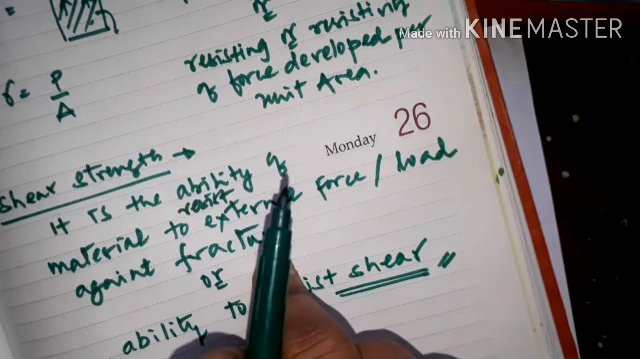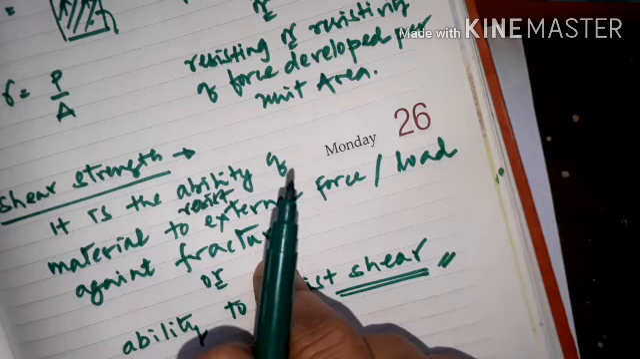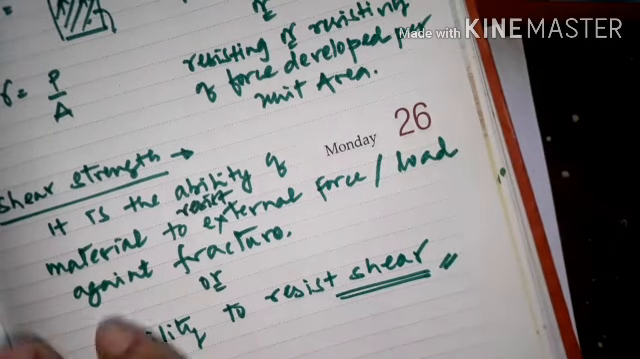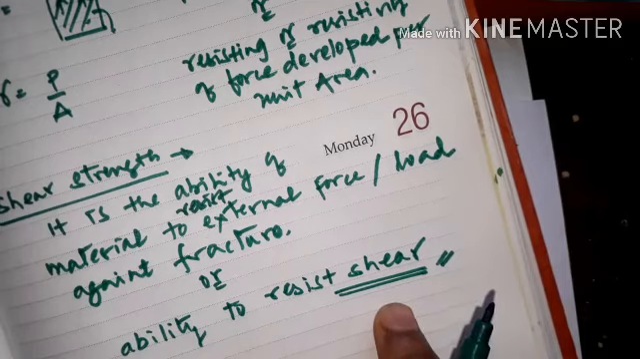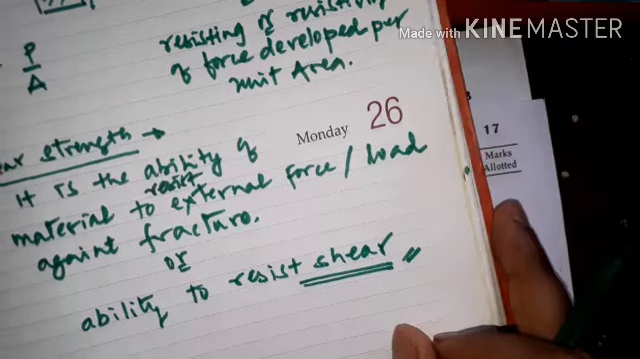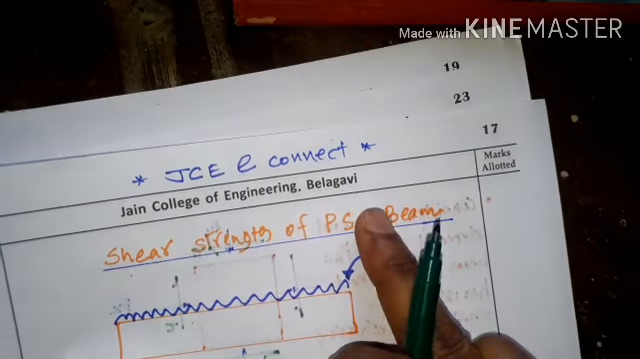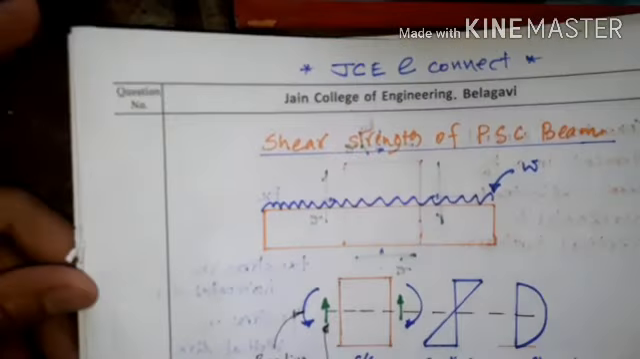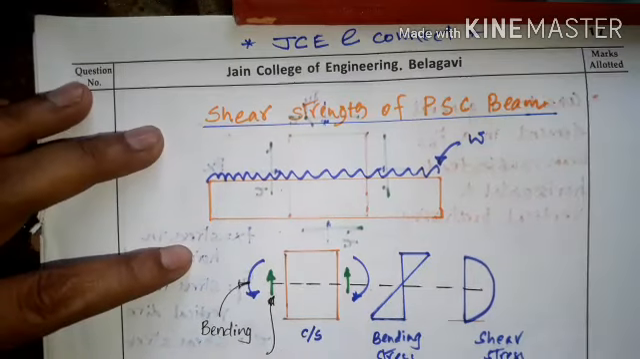Shear failure will always occur due to fracture. We resist that by the internal resistance of the material or the section, which is called shear strength, or the ability to resist shear. The force is nothing but shear here. So this is regarding shear stress and shear strength. Again we will come back to the basics of our strength of materials.